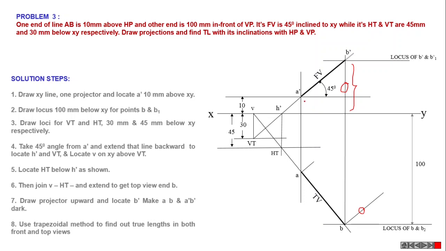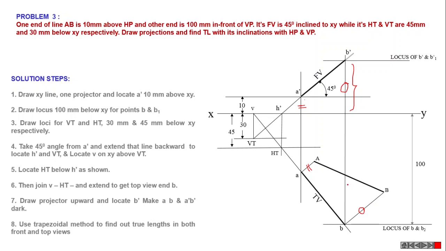Similarly, the endpoint A is at a distance of 10 mm above the xy line. That means we can transfer this 10 mm distance from elevation to plan. We can represent that distance here. Then we can easily draw the true length of the line AB like this, by connecting the endpoints of those projectors.